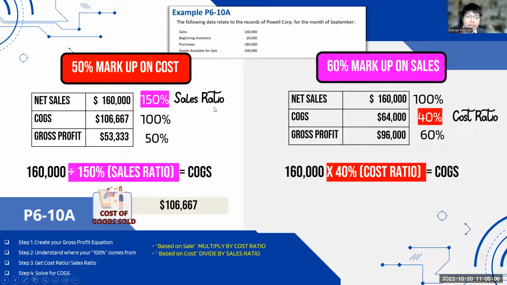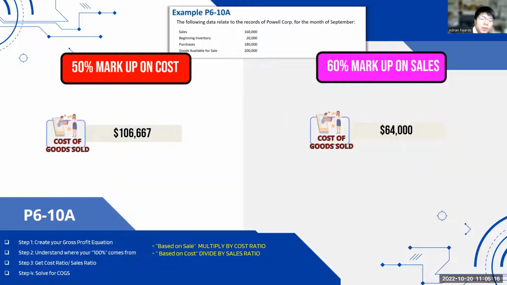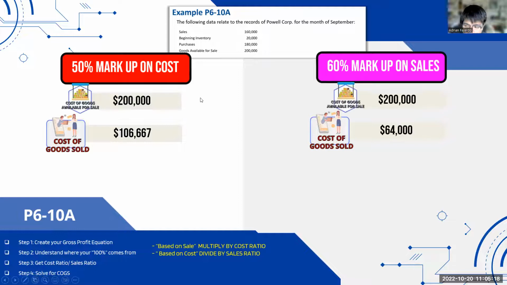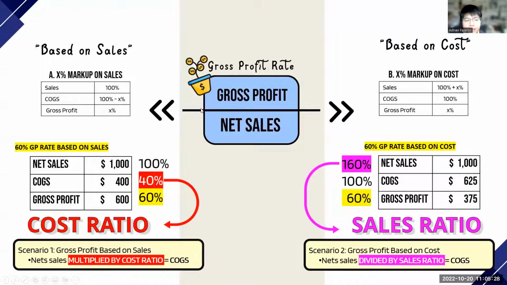Pag based on sales, ang hinahanap natin is si cost ratio. And net sales times cost ratio will give you your cost of goods sold of 64,000, right? So the last portion of this would be, what would be your ending inventory? We basically just subtracted from the COGAS to get 93,333 and 136,000. So this ends our gross profit method.